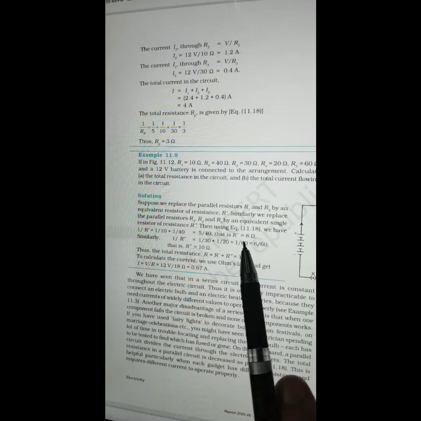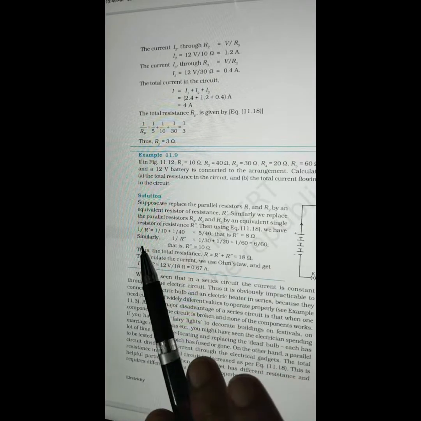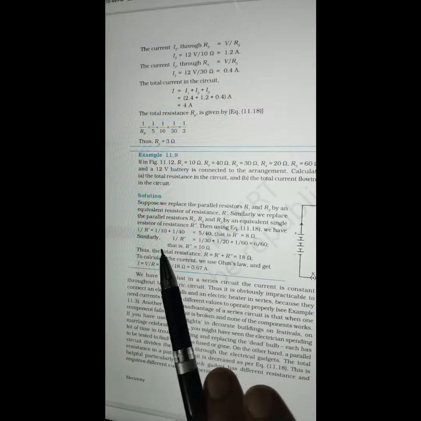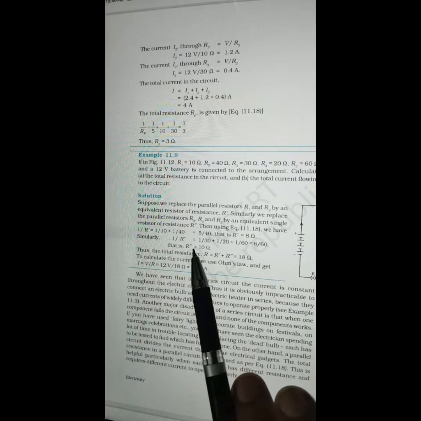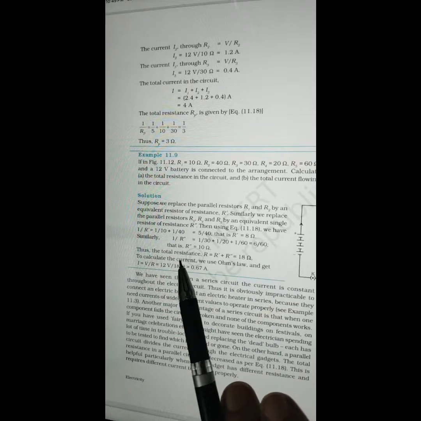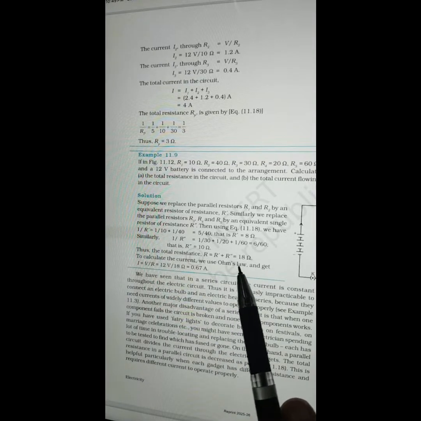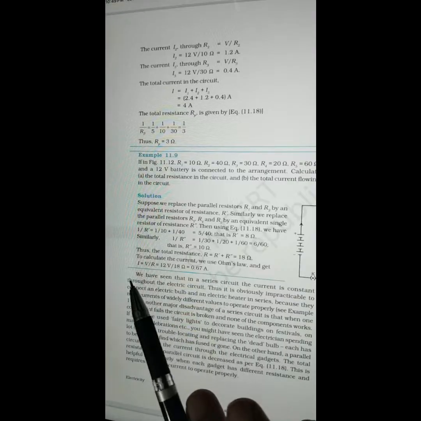Then using equation 11.18, we have 1/R' = 1/10 + 1/40, so it comes out to be 8 ohm. Whereas R'' can be calculated by putting the values as 10 ohm. Thus the total resistance will become 18 ohm after adding R' and R''. To calculate the current, we can use Ohm's law. After putting the values, we get the answer as 0.67 ampere.